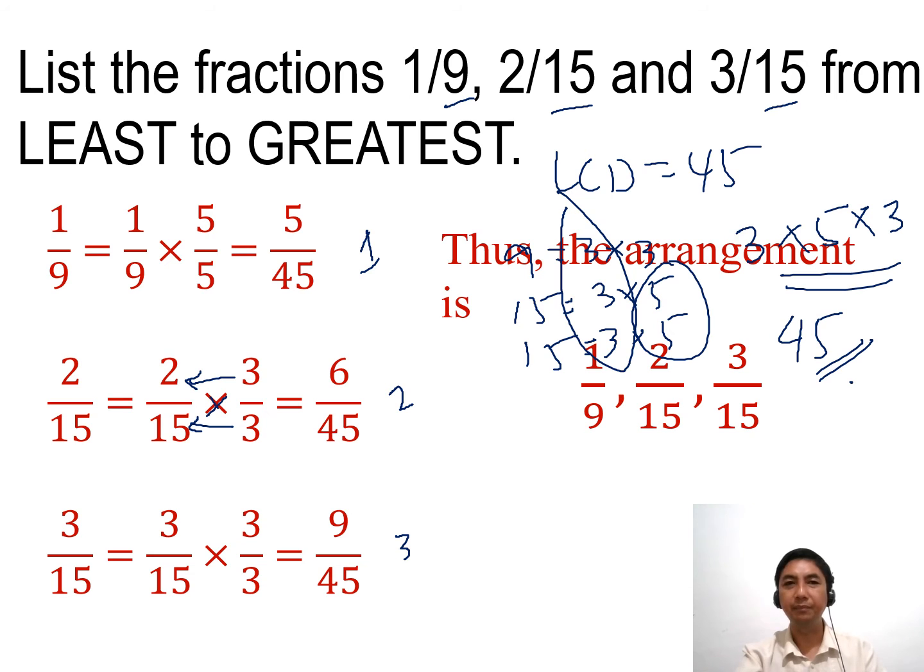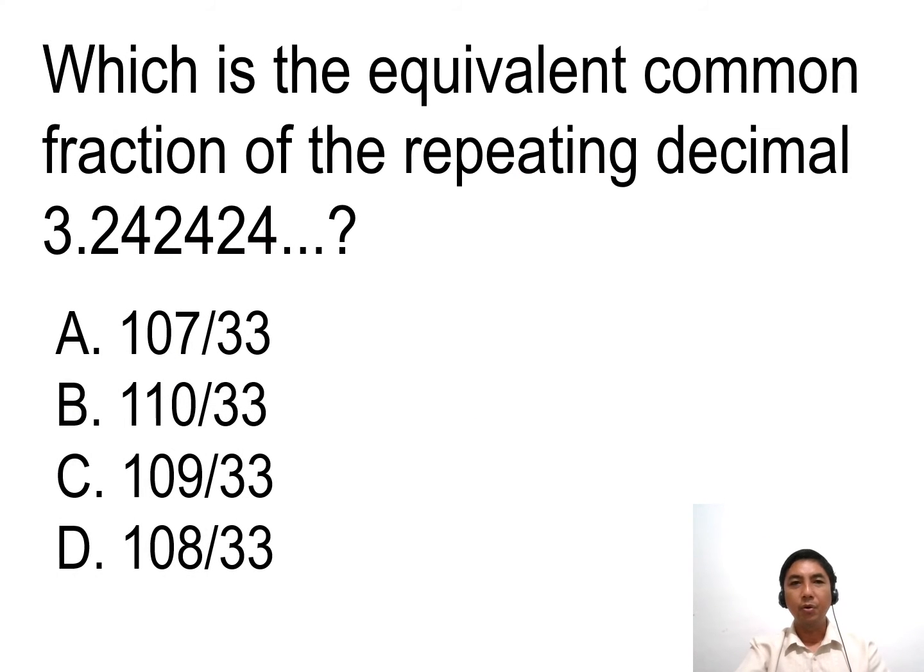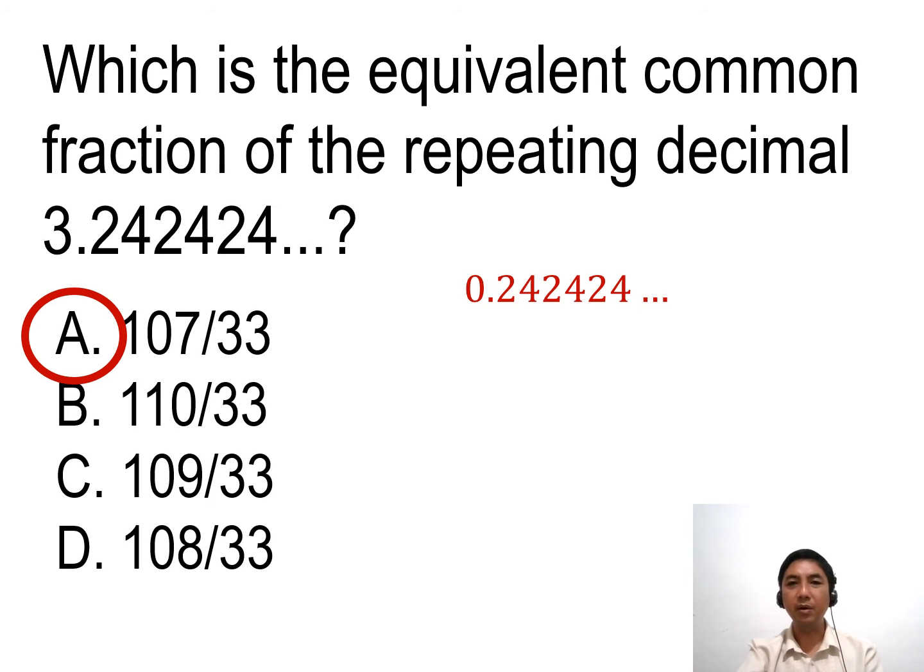The next problem. Which is the equivalent common fraction of the repeating decimal 3.242424 and so on and so forth? So, the answer here is letter A, 107 over 33. So, paano yung ginawa? I believe I discussed the technique to you. Kinuha ko lang muna yung repeating decimal. Hindi ko sinama ang whole number. So, ang nare-repeat dyan ay 24, 24, 24.